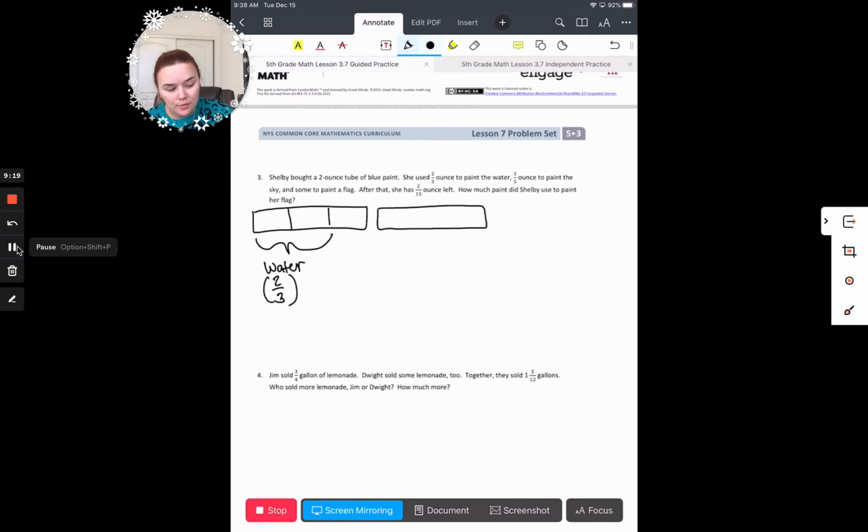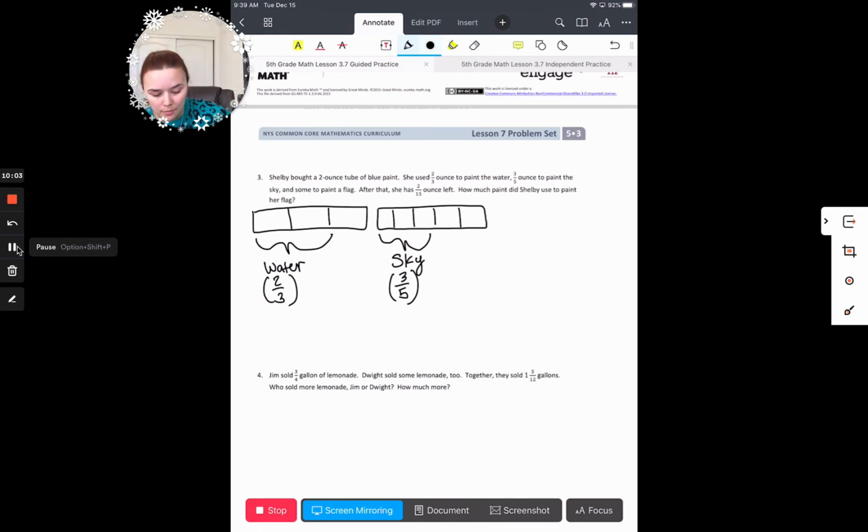And then she used 3/5 to paint the sky. So we'll divide into fifths. Sorry, those are not quite big enough. She used 3/5 to paint the sky. So that's 3/5. And then she has 2 fifteenths left. So in order to make fifteenths, we're going to divide our last 2 fifths into 3.